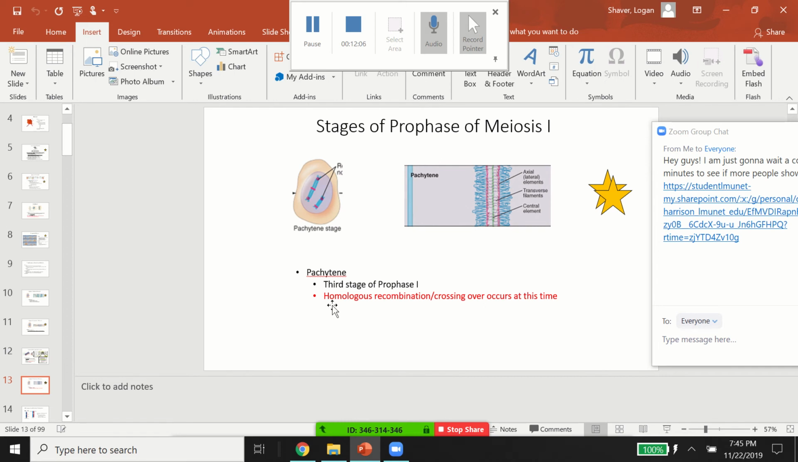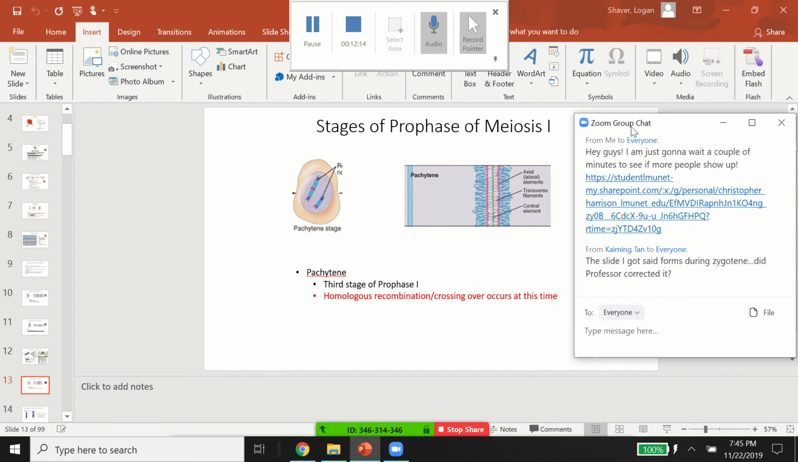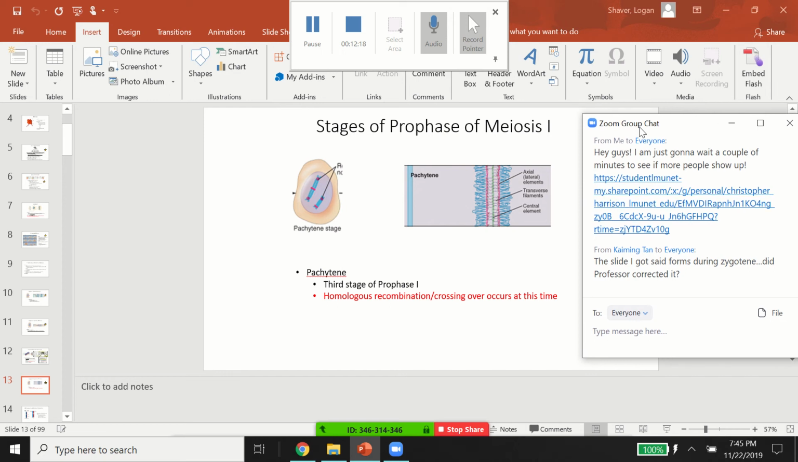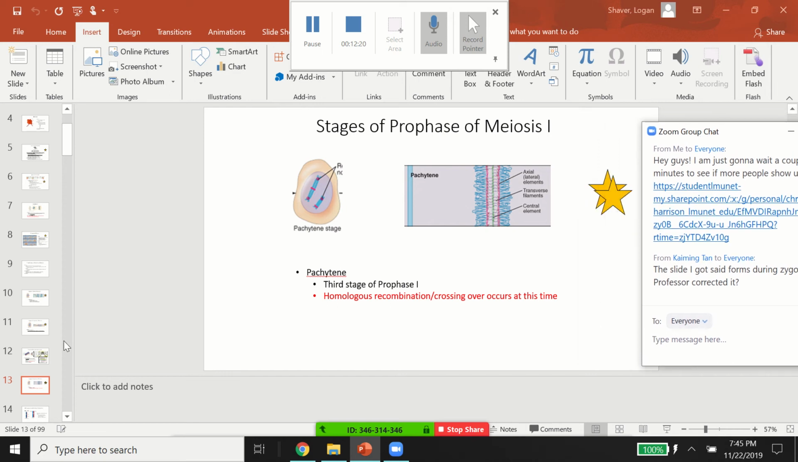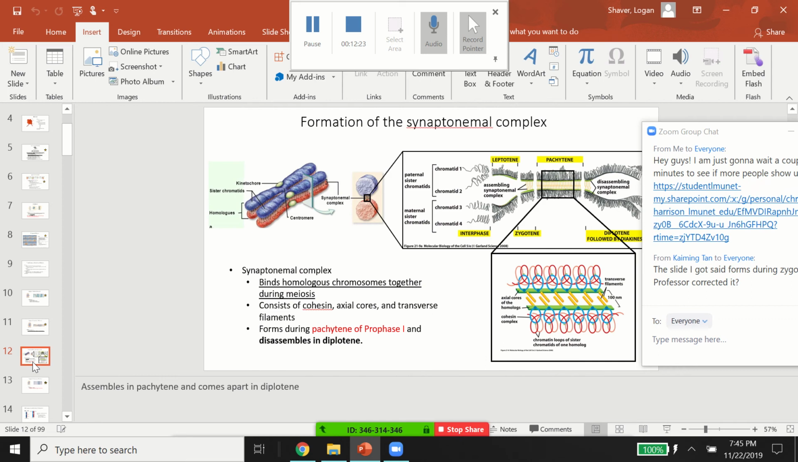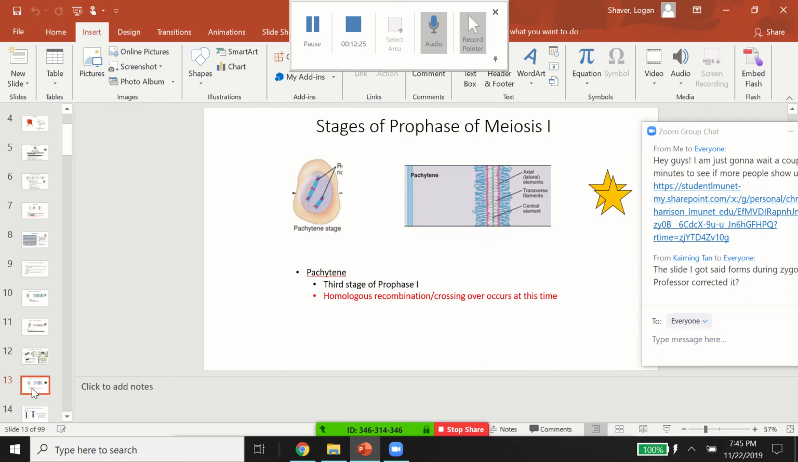Right, stages of prophase, so continuation. Now we're on to pachytene. This is where homologous recombination, crossing over, occurs. Oh, hold on. The slide I got said forms during zygotene. Oh, yeah, maybe they did actually. That's possible. Well, if it's corrected on yours, that's probably the correct one.